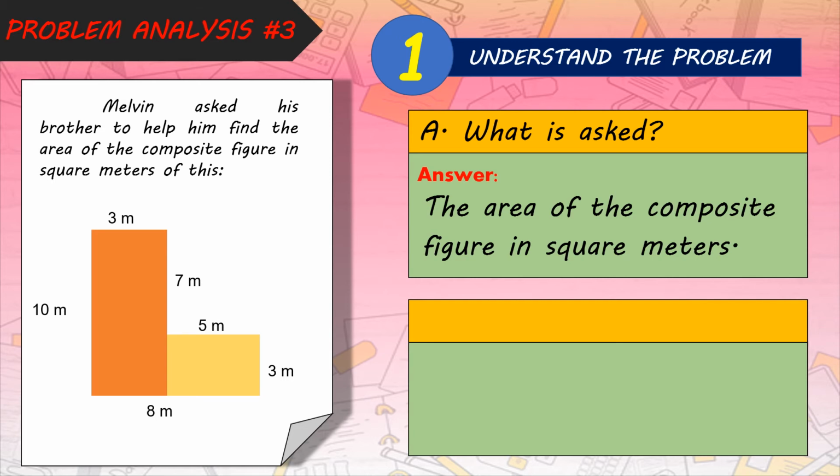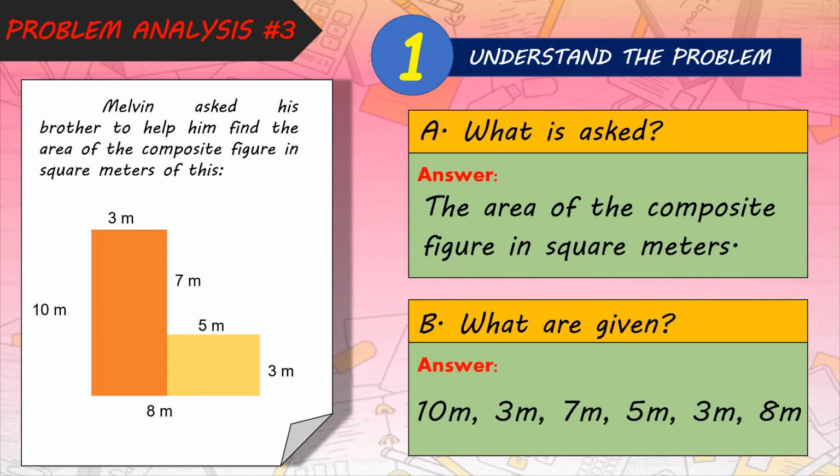So look at the figure. What are the givens in this figure? You're right. So we have 10 meters, 3 meters, 7 meters, 5 meters, 3 meters, and 8 meters as the measurements of the sides of this composite figure. Very good.